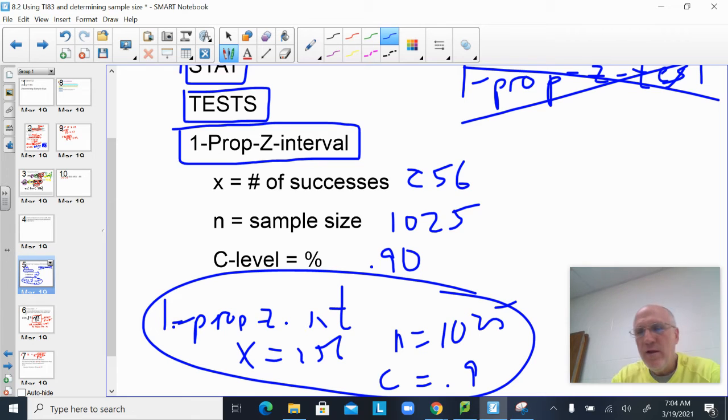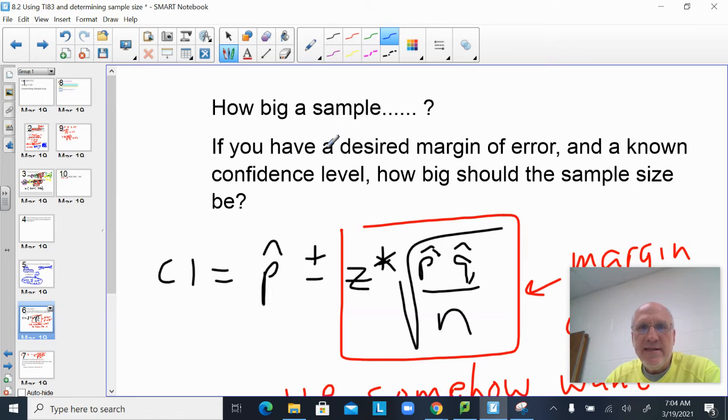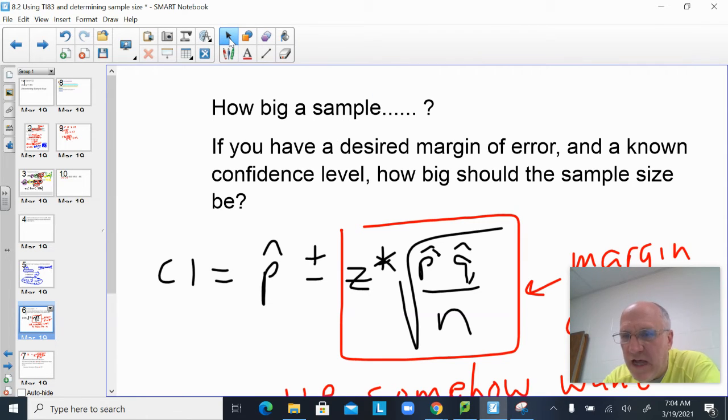All right, so that's it for how to use confidence intervals. And now let's talk about sample size. So it says, how big a sample? If you have a desired margin of error and a known confidence level, how big should the sample size be? And in the real world, this is very common because, as you know, sampling people is not free.